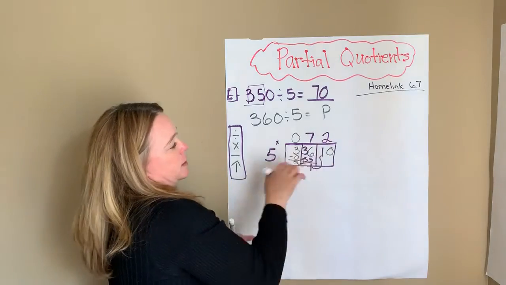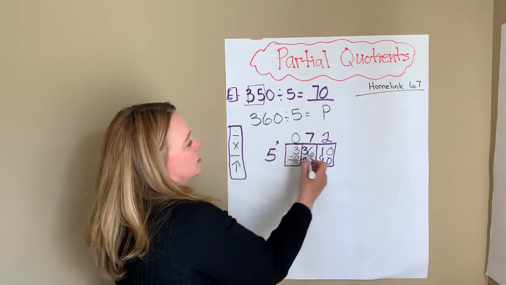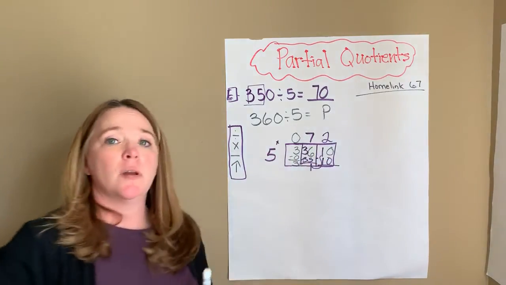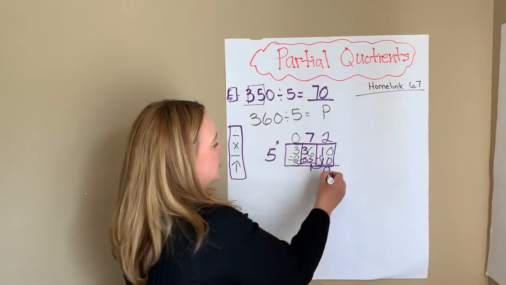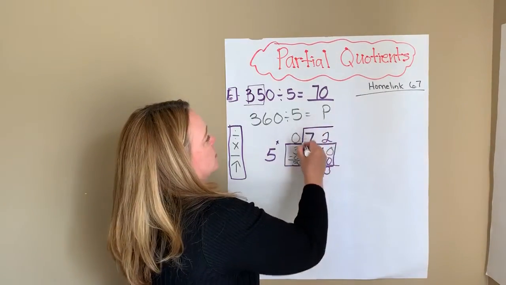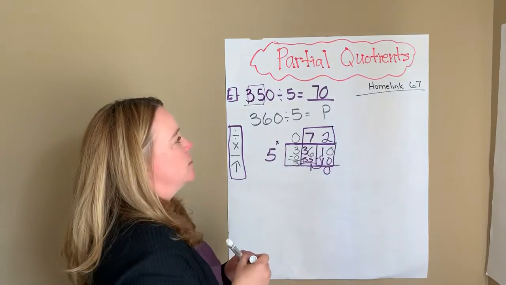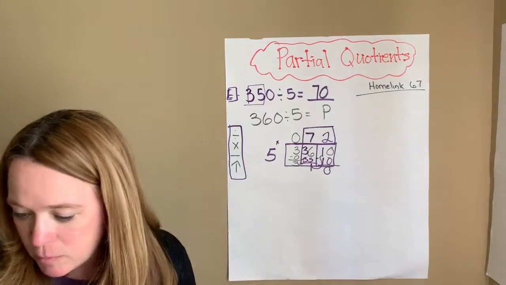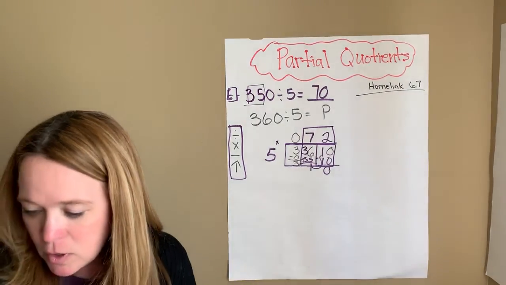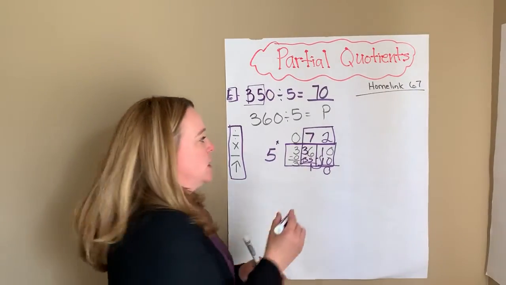Again, we're multiplying. 2 times 5 is 10. We're going to subtract. Remember, numbers the same, 0 is the game. So my answer ends up at 72. So then I would write down my answer at the bottom, which is each booth would get 72 prizes.